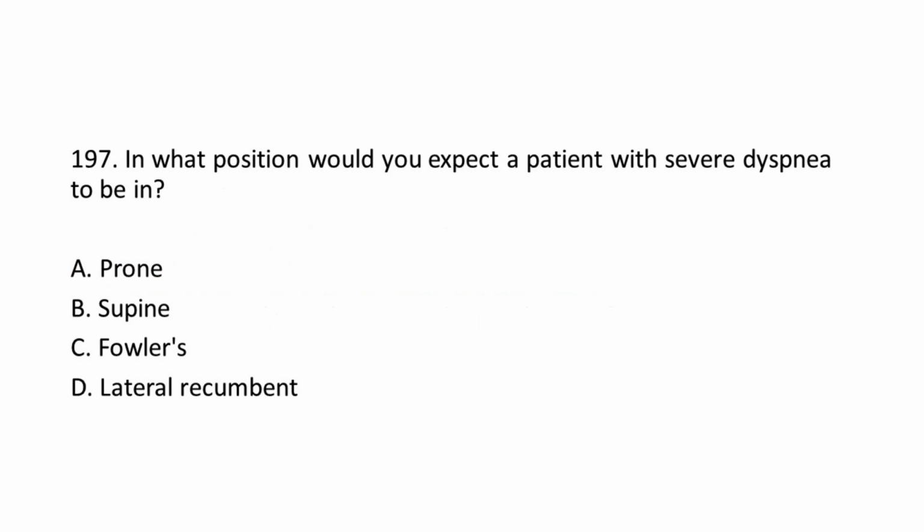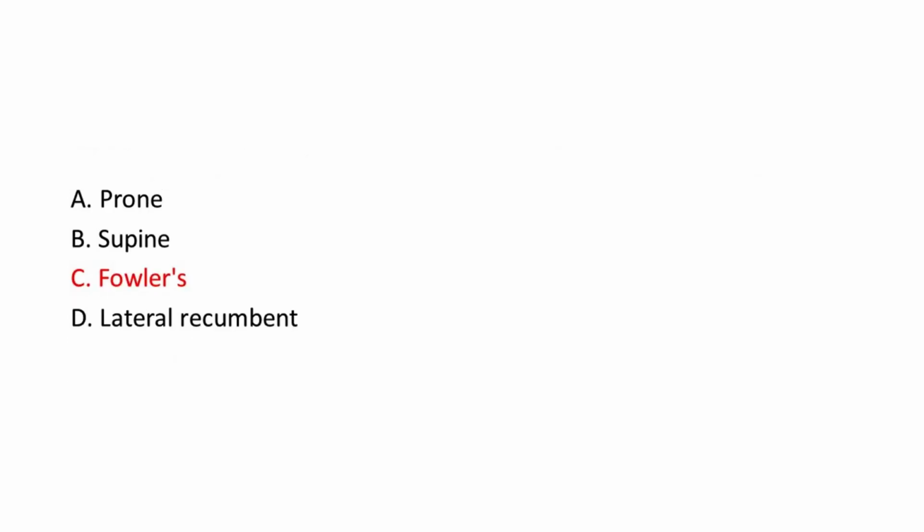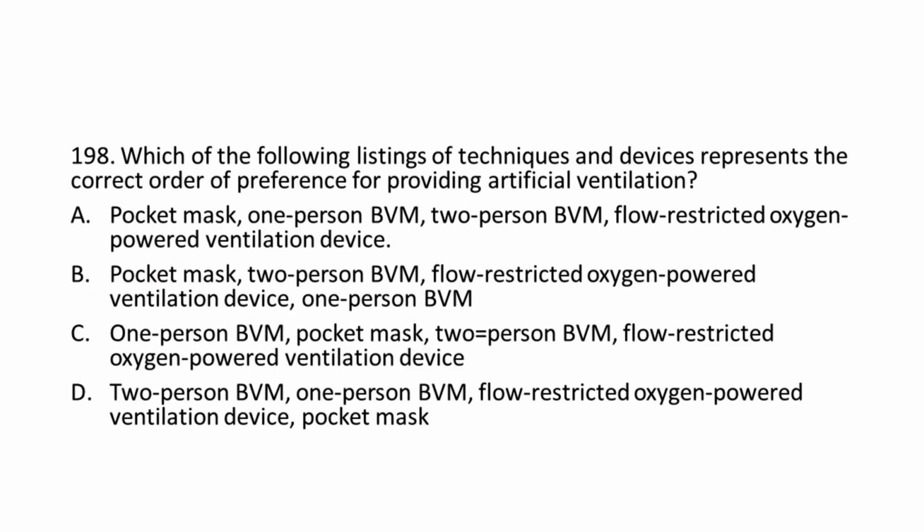197. In what position would you expect a patient with severe dyspnea to be in? A. Prone. B. Supine. C. Fowler's. D. Lateral recumbent. The answer is C. Fowler's.